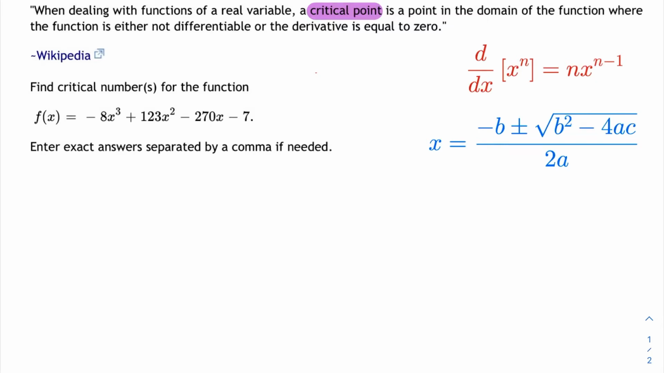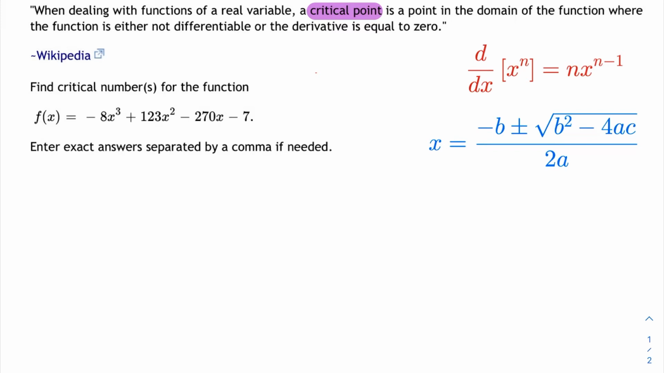When dealing with functions of a real variable, a critical point is a point in the domain of the function where the function is either not differentiable or the derivative is equal to zero. That's the definition given to us by Wikipedia.